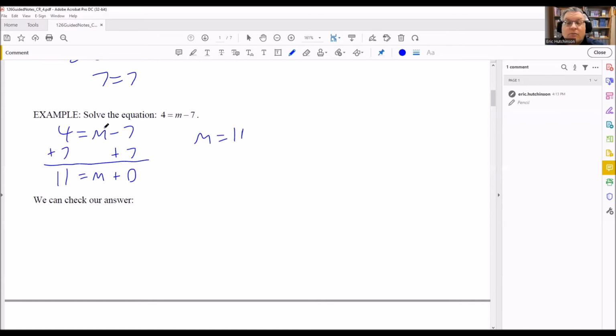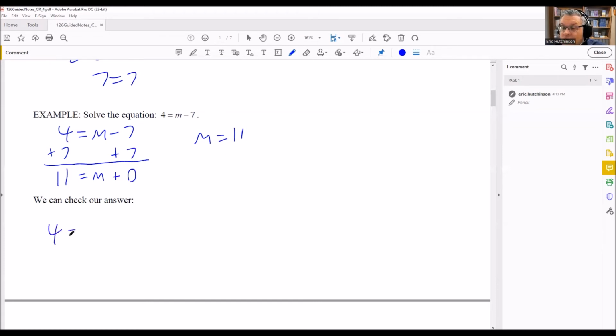So you don't have to move the m in the beginning, because if we move the m to the left-hand side, then it requires some more steps. And so it's probably a little bit easier just to do it this way, where you just leave the m on that side and then add 7, and we get 11 as the answer.